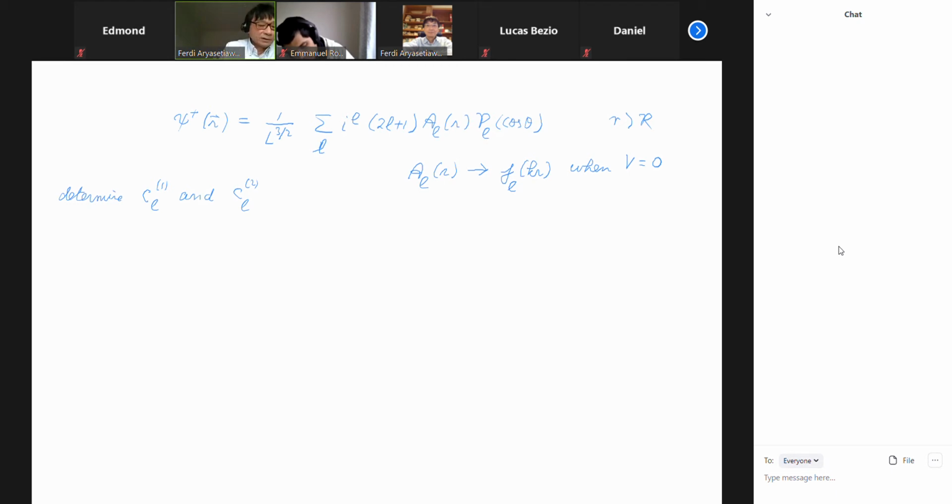And to do this, as we mentioned before, we match or we compare this expression here to the asymptotic solution. So we look at the asymptotic solution of psi r. So that goes over 1 upon L to the 3 halves and cos theta. And then we have this incoming solution.